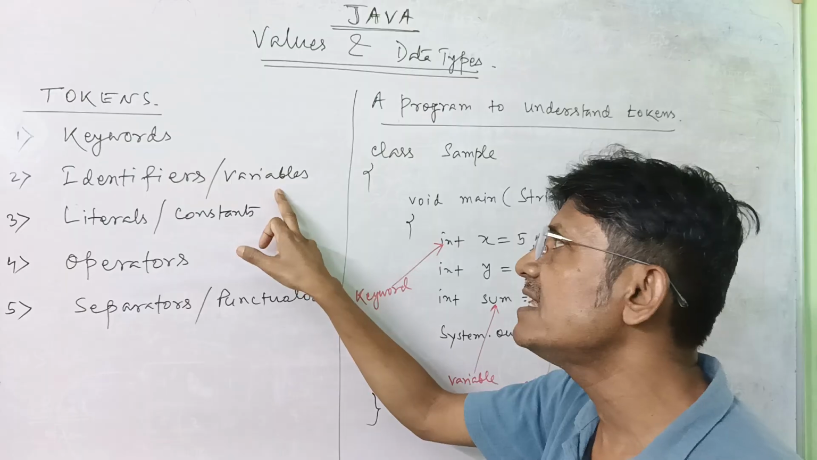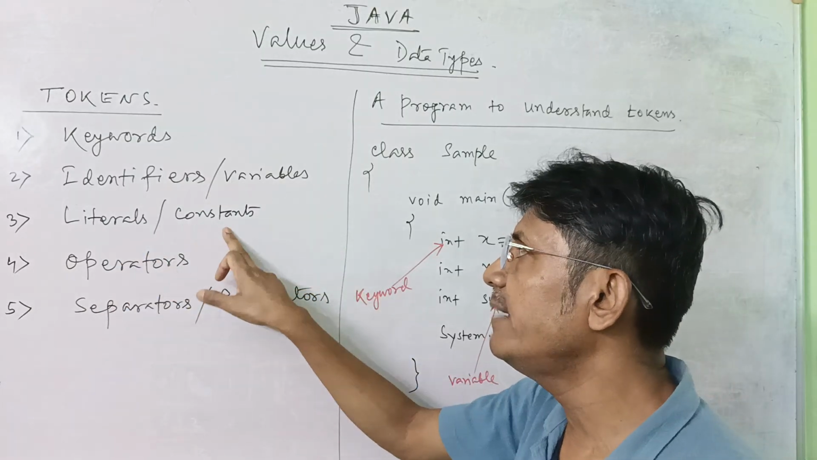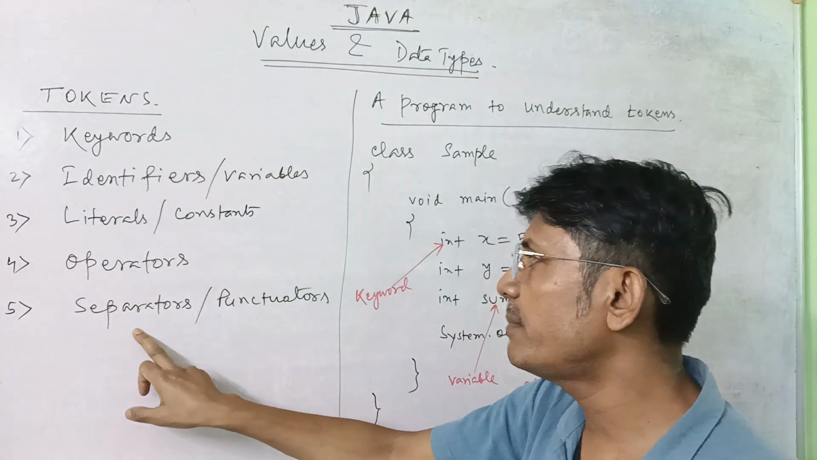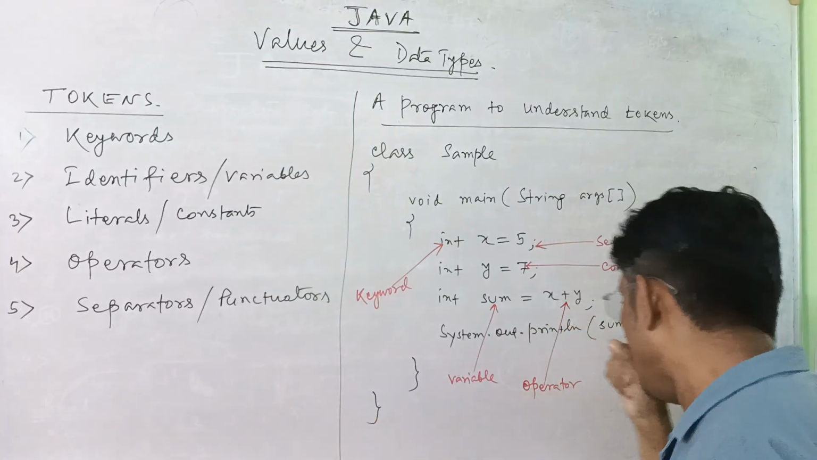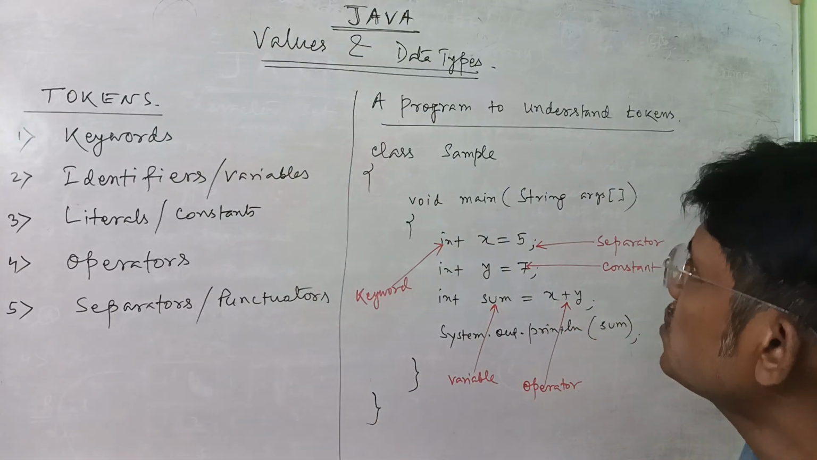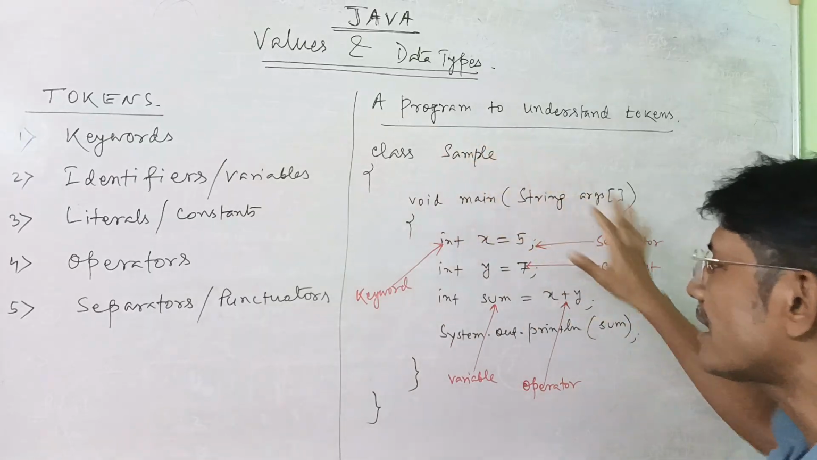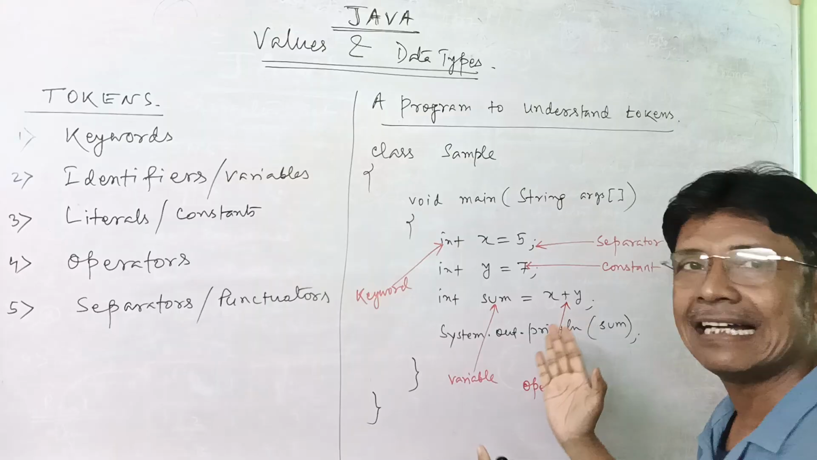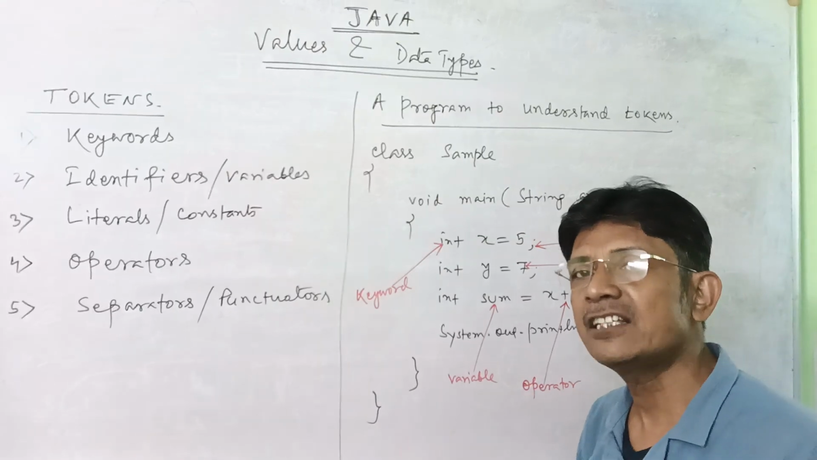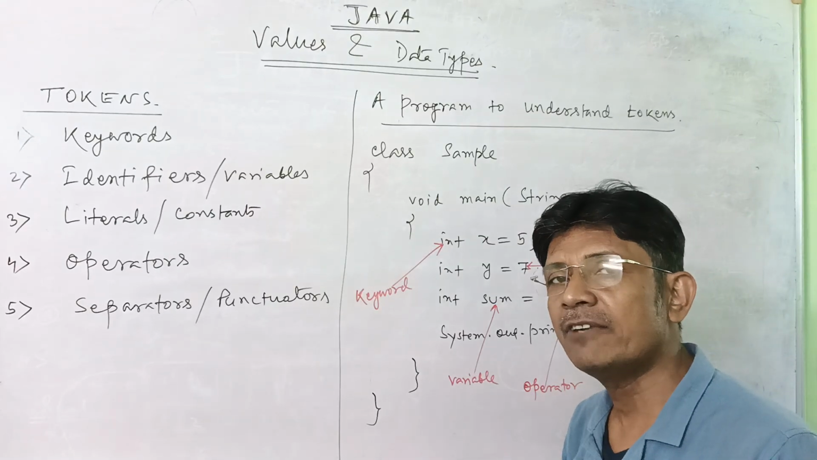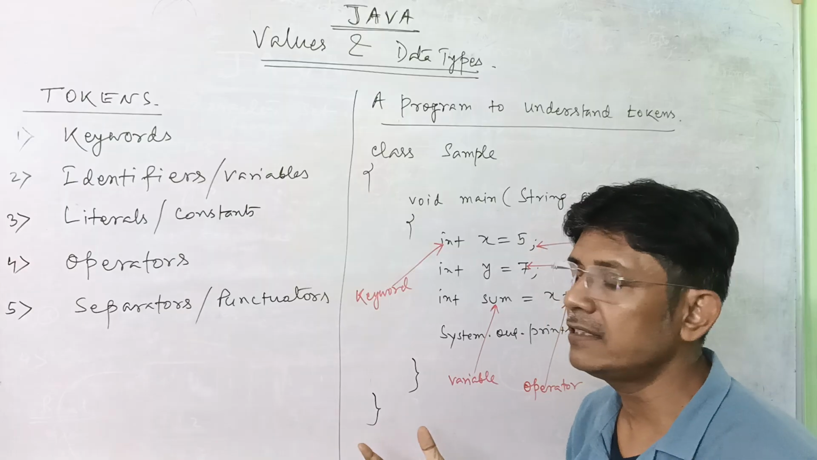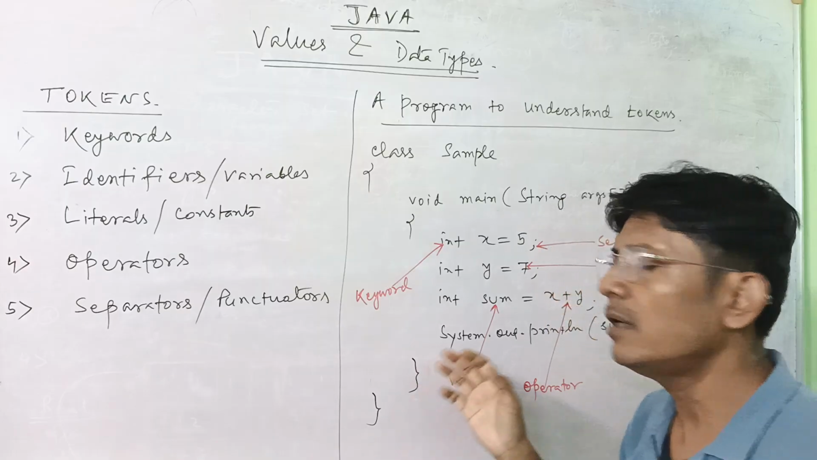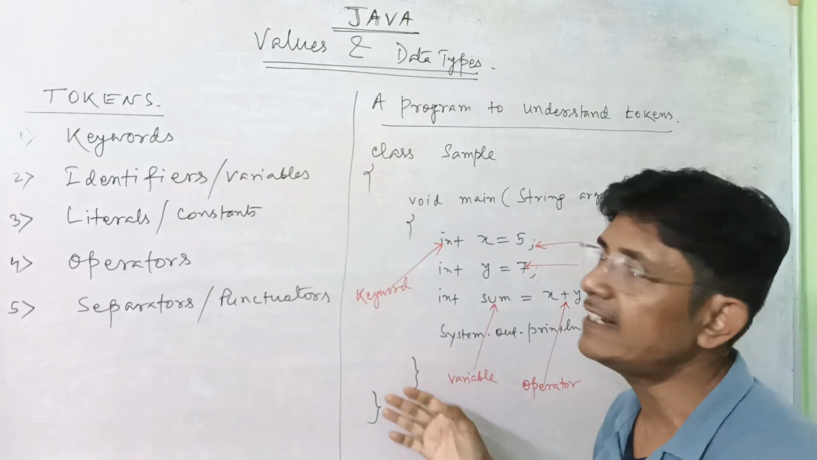Identifiers, another name we can say, are the variables. Literals, another name is constants. Operators and separators, another name is punctuators. This is a simple program I have written. In this program, these are the tokens we are writing. You should have understood this in class 8, so I think this is not new, yet I am explaining in detail what tokens are.